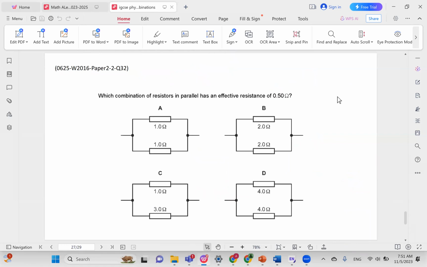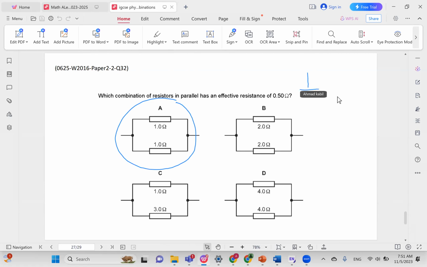Which combination of resistors in parallel has an effective resistance of 0.5? Well, this doesn't really need calculation. If you remember what we said earlier in this video, if you have two resistances that have equal values, the combined resistance is going to be half of that value. So without calculating, we can confirm that A is the correct choice, but let's do the calculation anyway, just to make sure that you are aware of what's going on.